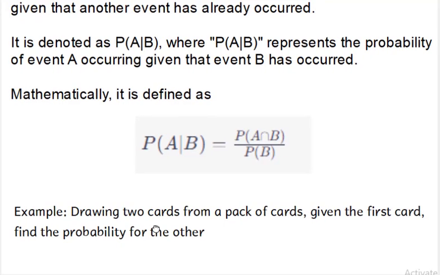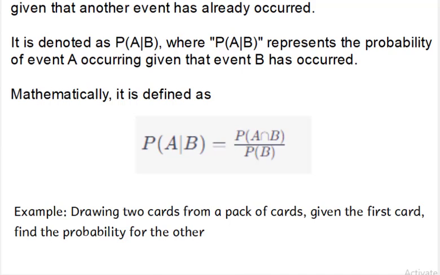Now the example here is drawing two cards from a pack of cards. Given the first card, find the probability for the other. If we draw two cards one after the other and we see the first card, let us say the first card is an ace, and we are asked the probability of getting the second card as a king. It is natural, of course, that the second probability will be influenced by the first one. So this is the conditional probability. This is the formula.